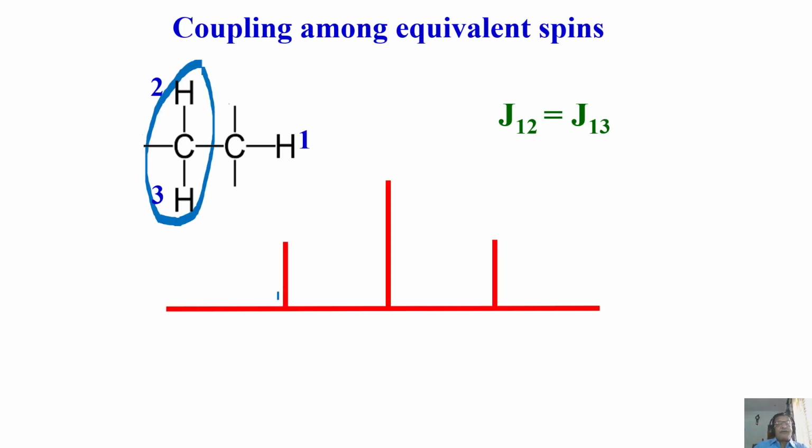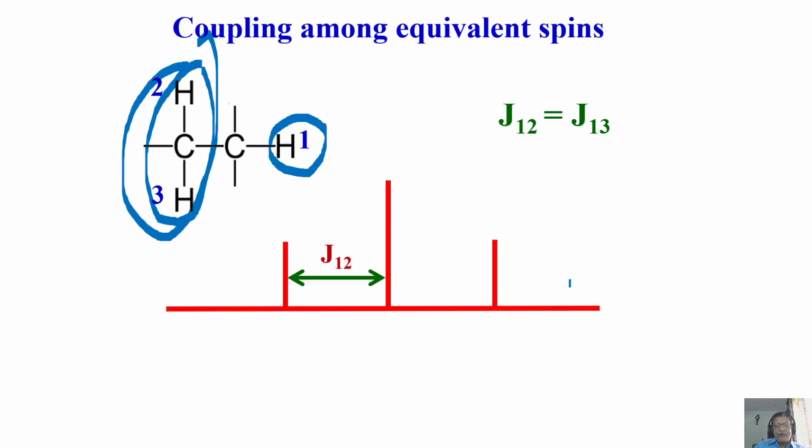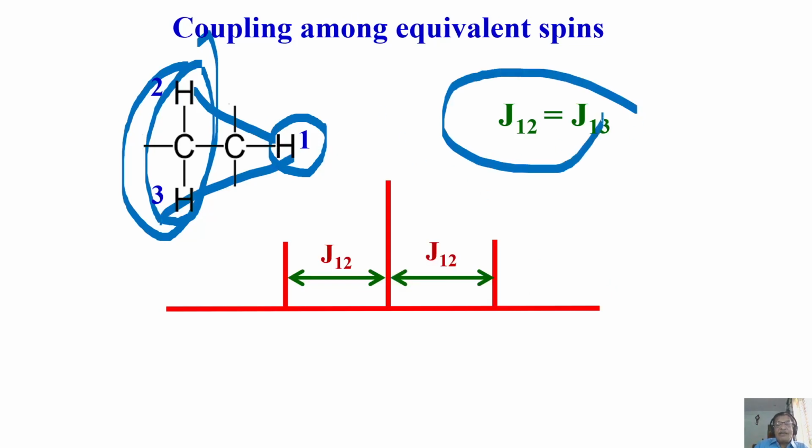It gives me a triplet. Okay? When I look at proton 1, when it's coupled to two equivalent protons, it gives me a triplet. We'll understand how it goes. And this separation gives me J12 or J13, it does not matter, both are the same, because I have written an equivalent relation here. Okay, so that is the situation.